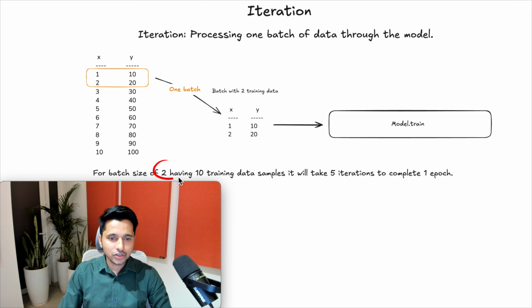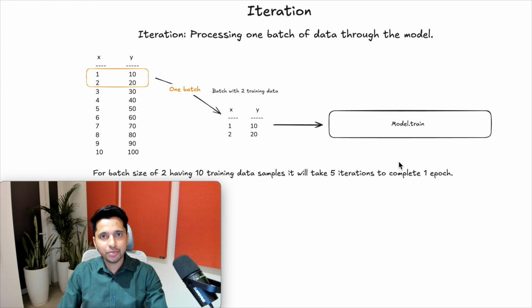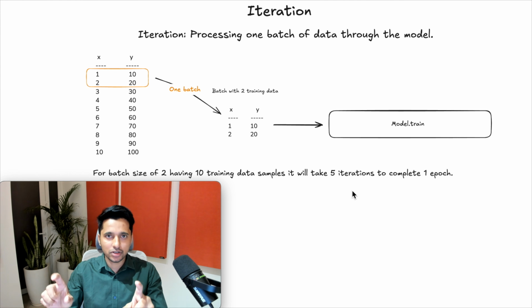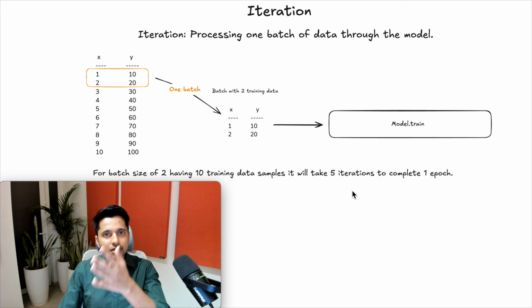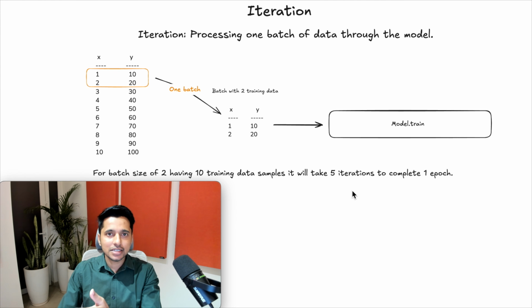So for the batch size of 2, having 10 training data samples, it will take 5 iterations to complete one epoch. Basically, in one epoch, we will feed 5 batches, right? For each batch, we count one iteration for the complete process. So 5 batches, 5 iterations in one epoch. So that was all about the iteration.